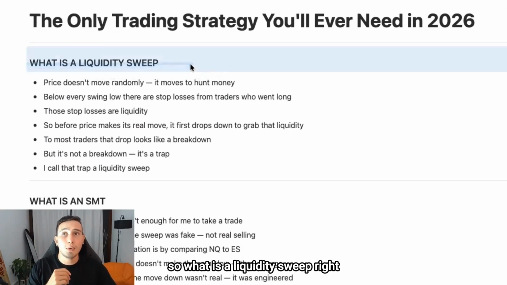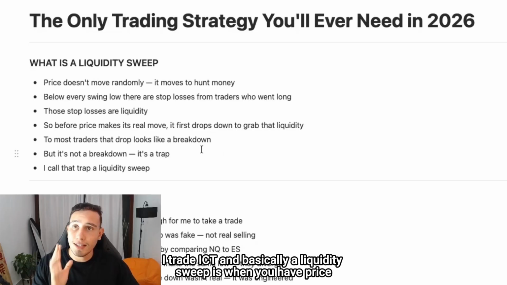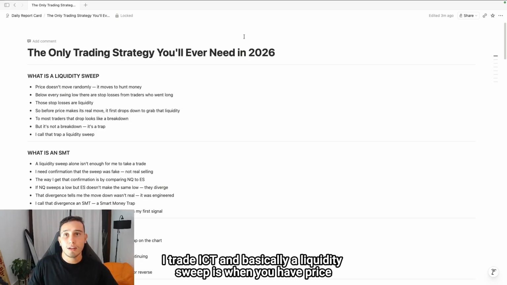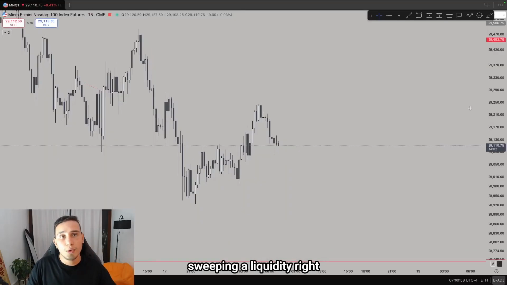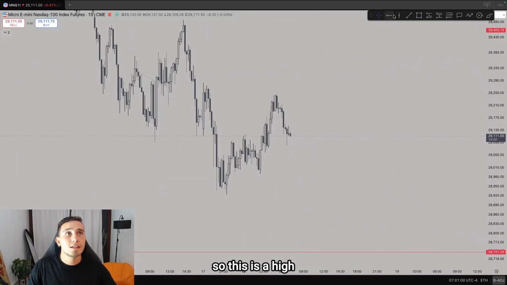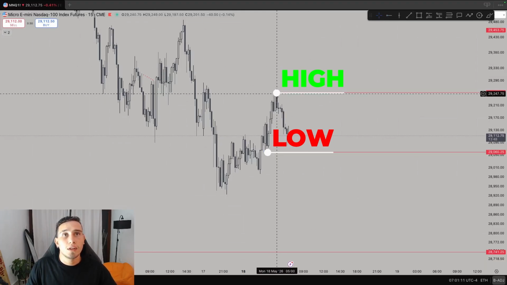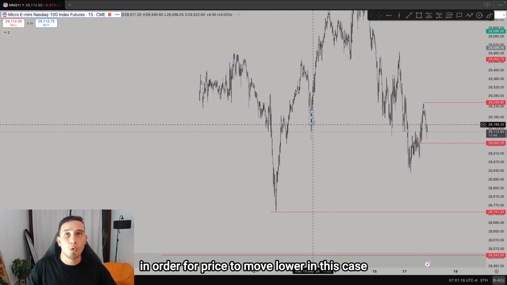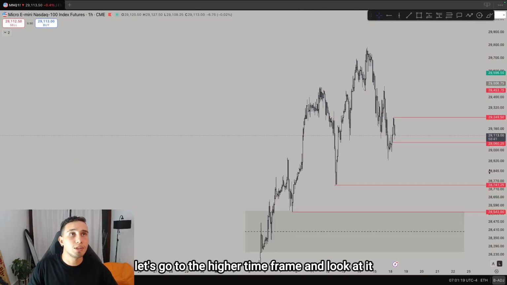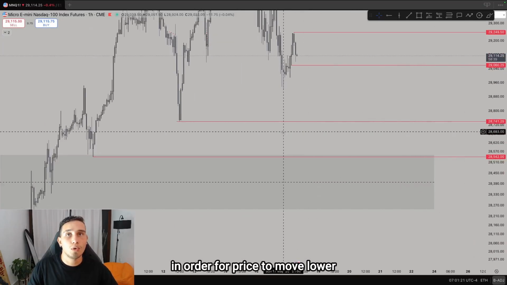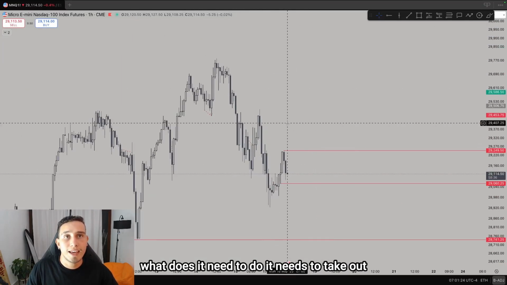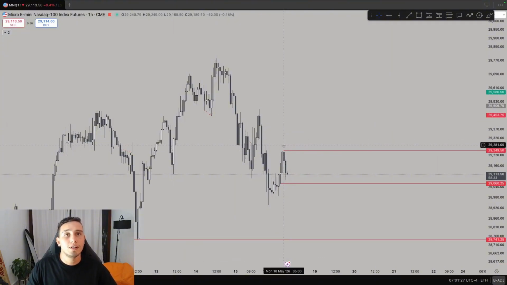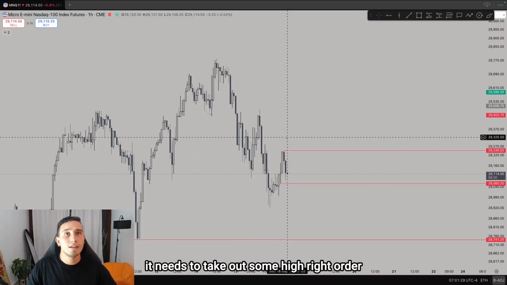So what is a liquidity sweep? I trade ICT, and basically a liquidity sweep is when you have price sweeping a liquidity. So this is a high and this is a low. In order for price to move lower, in this case, let's go to the higher time frame and look at it. In order for price to move lower, what does it need to do? It needs to take out, it needs to grab liquidity. It needs to take out some high.